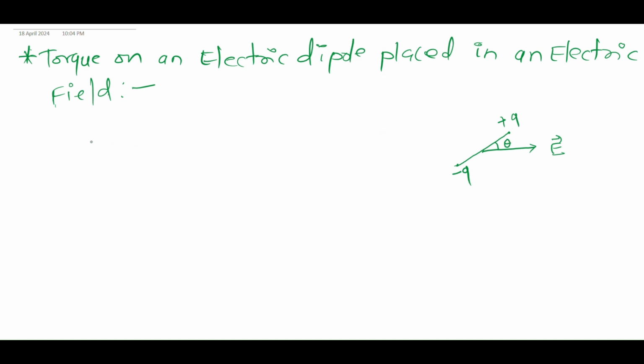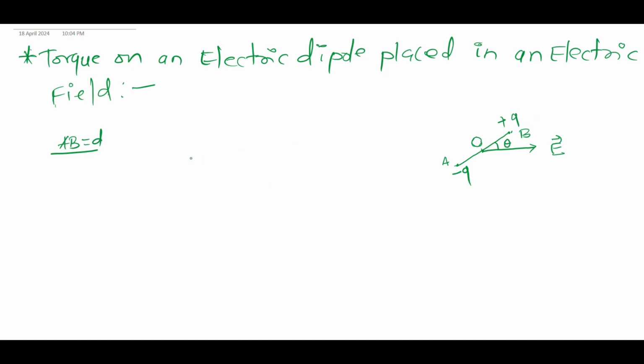And for this, suppose that the two charges are placed at two different points. Consider that this point is A and this point is B, and in between A and B there is a middle point, say O, and consider that the distance between A and B is d, and O is the midpoint of A and B. So we have to calculate the torque experienced by the dipole which is placed in an electric field. For that we have to consider the force acting on plus q charge and minus q charge.